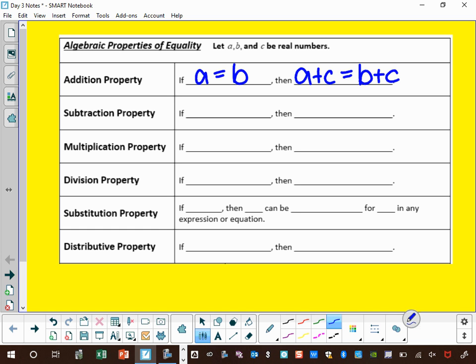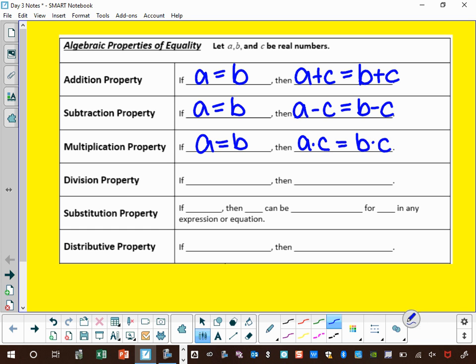Okay? The subtraction property. If A equals B, that means A minus C is equal to B minus C. What we're focusing on is that we have the right property. Multiplication: if A equals B, then A times C is equal to B times C.